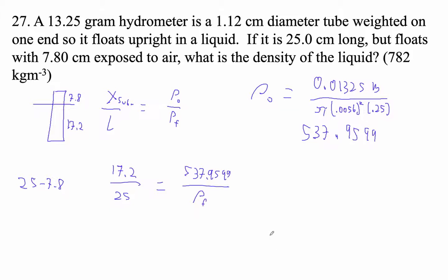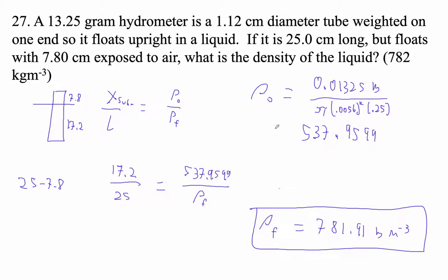Let's cross multiply. 25 times that 537.9599 number, divided by 17.2, is 781.91 kilograms per cubic meter. Ta-da. Remember that this is the amount submerged, and that's the length of the object.